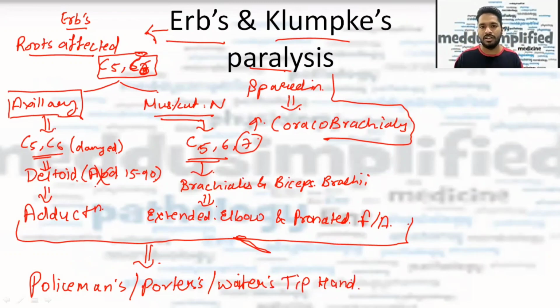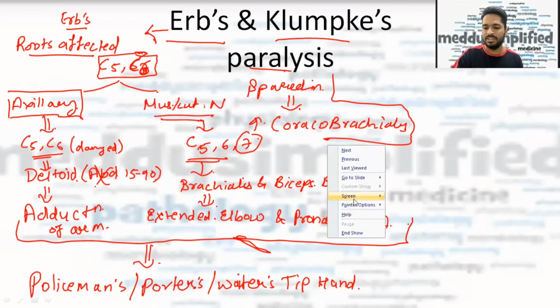Erb's paralysis, damage at Erb's point. Root values affected are C5, C6. The two major nerves which get damaged are the axillary and musculocutaneous. Axillary, C5, C6 damage will lead to damage of the deltoid muscle. It will lead to adduction of the arm. And then if the musculocutaneous nerve is damaged, C5, C6 will lead to damage of brachialis and biceps brachii. It will lead to an extended elbow and pronated forearm. The muscle which will be spared here is coracobrachialis.